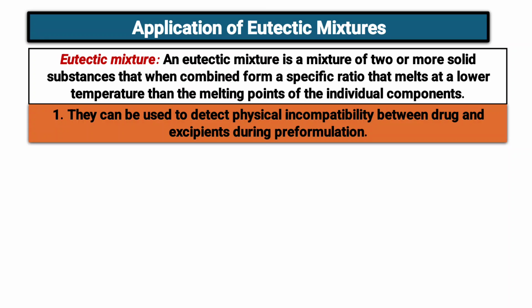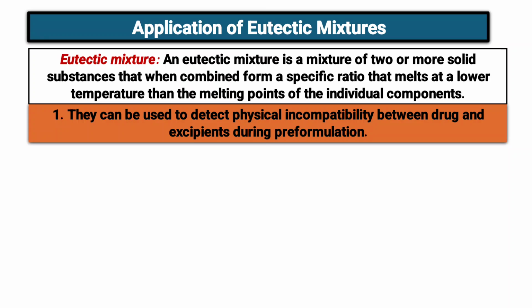Eutectic mixture is a mixture of two or more solid substances that, when combined in a specific ratio, melts at a lower temperature than the melting point of the individual compounds. In manufacturing of powder dosage forms, the eutectic mixture is important. Powder is a solid dosage form used externally and internally, and it is a first year syllabus topic.